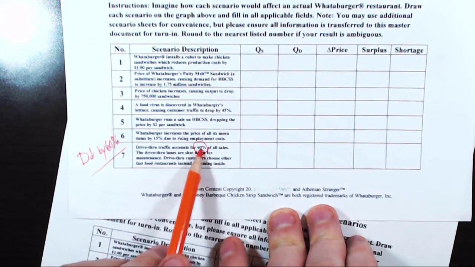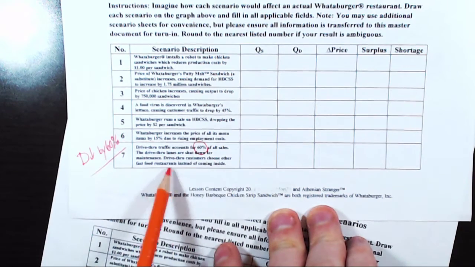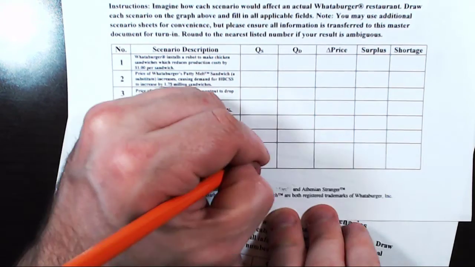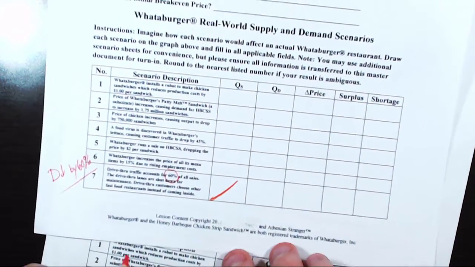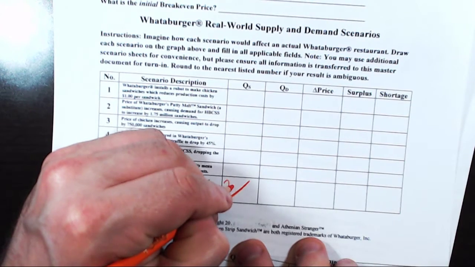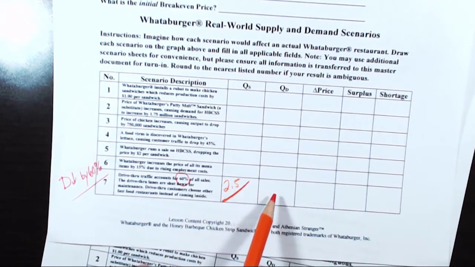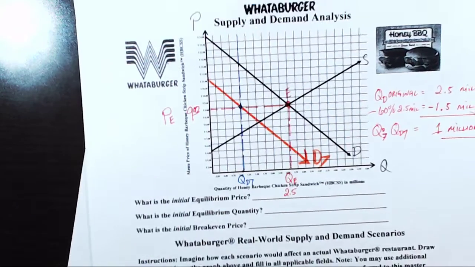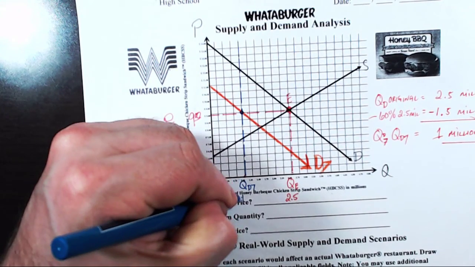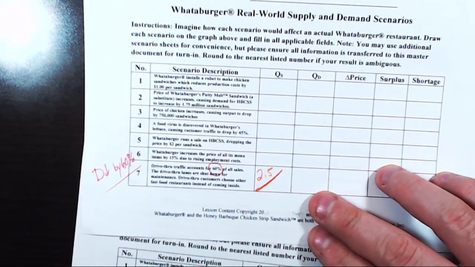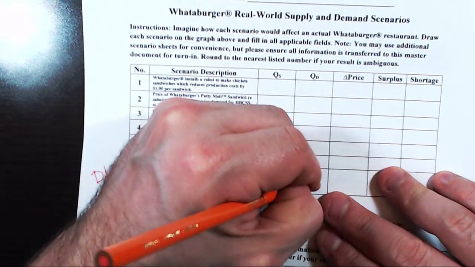Drive-through traffic accounts for 60% of all sales. Drive-through lanes are shut down. Customers go elsewhere. Did we change quantity supplied? No. So there's no new quantity supplied. We can just put a mark through that, or we can indicate that quantity supplied is still 2.5 million. Whatever you want. Quantity demanded. There was a change. So we've got a new quantity demanded, and I should have written it in. That is equal to 1 million. So we'll go over here and indicate that we do have a new quantity demanded, and that new quantity demanded is 1 million.